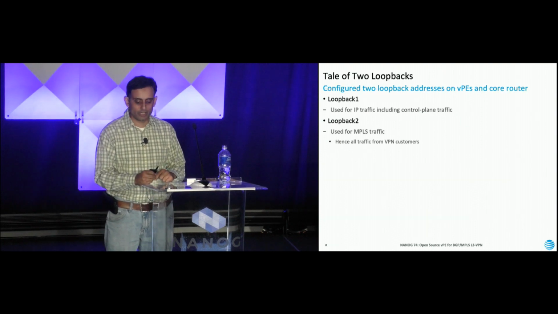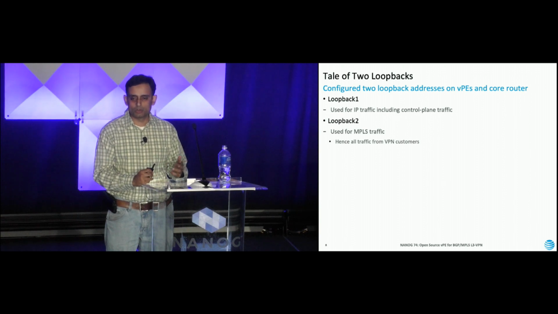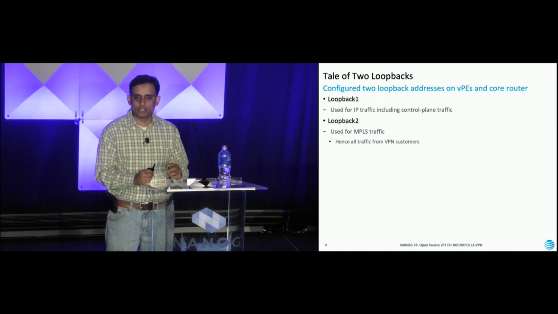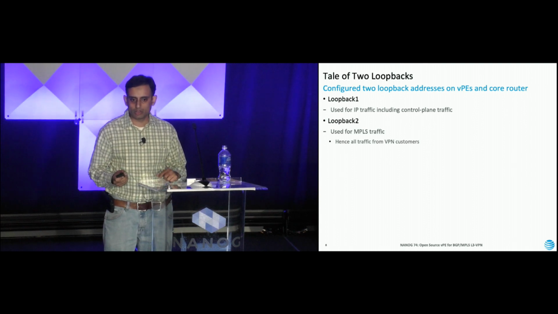Before I go into the details of configurations, let me mention that we use two loopback addresses on every box running in the service provider network. In particular, the first loopback, which I call loopback 1, is used for IP traffic, especially the control plane traffic related to OSPF, LDP and BGP. The second loopback is used for MPLS traffic, and so all the customer traffic for the VPN customers uses loopback 2 or is bound to loopback 2 of the boxes in the service provider network.